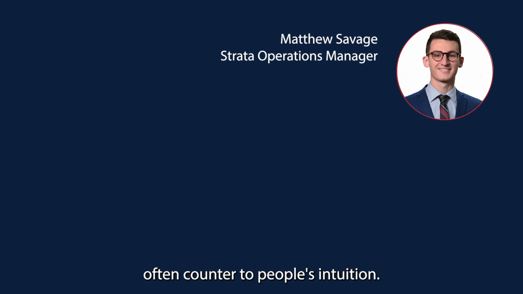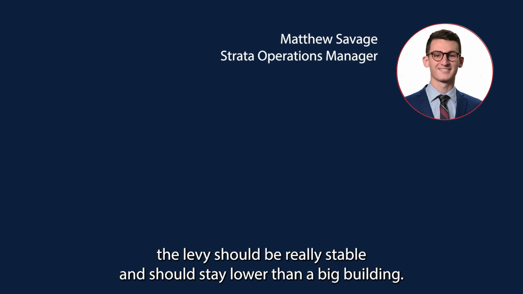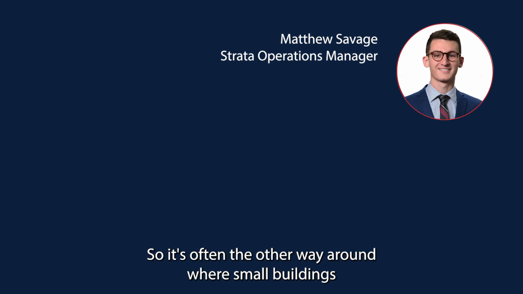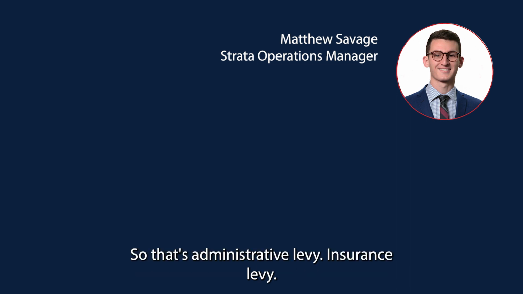And that's often counter to people's intuition. So a lot of owners say to us, look, my building is small, so therefore the levies should be really stable and should stay lower than a big building. But what small buildings don't have is economy of scale on their costs. So it's often the other way around, where small buildings are more exposed than big buildings. So that's administrative fund levy.